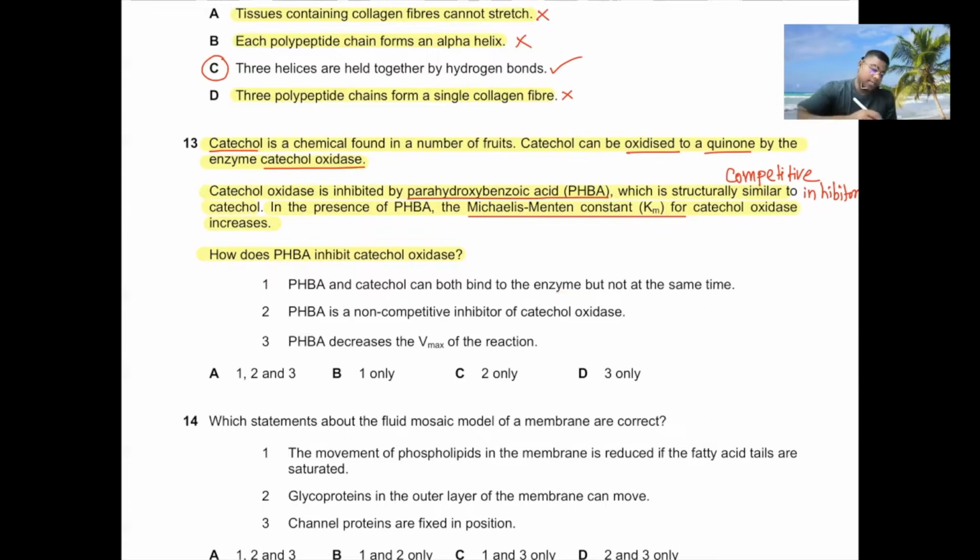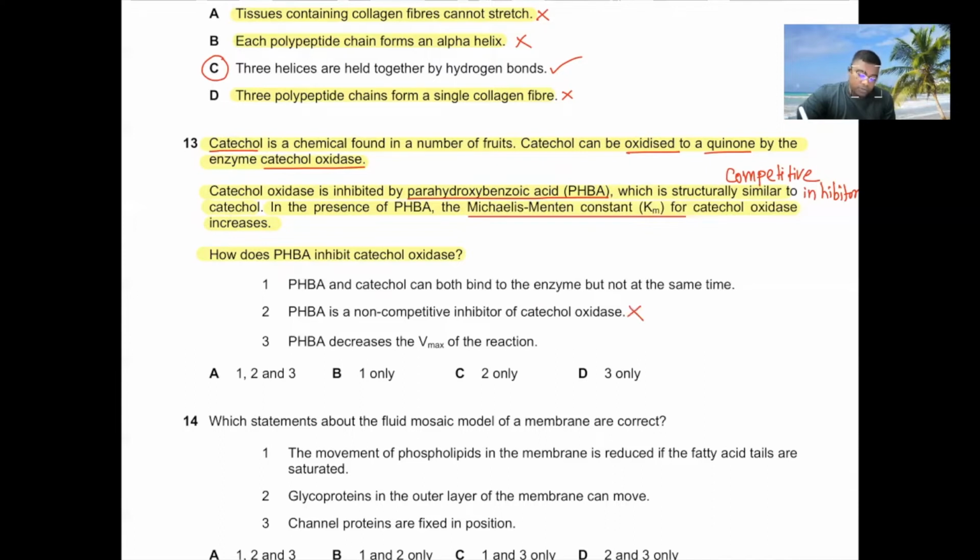Inhibit catechol oxidase. All right. So they can both bind to the enzyme, that is correct, but not at the same time. All right, which is also correct. But then how does PHBA inhibit catechol oxidase? PHBA is a non-competitive inhibitor. We can see option 2 is definitely wrong.